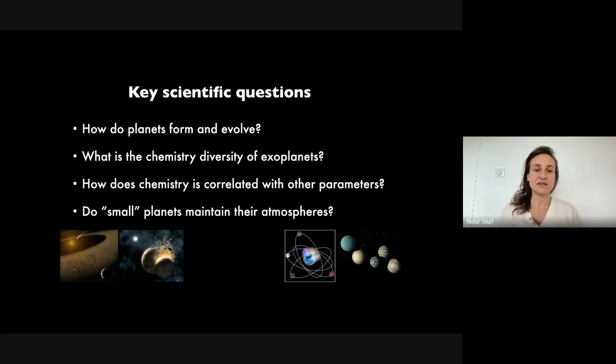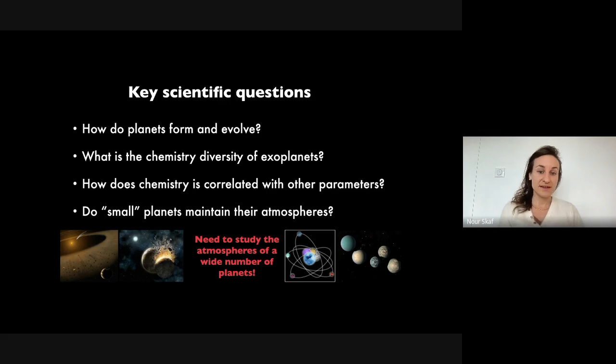And then the next question is, do small planets maintain their atmospheres? For example, in our solar system, we have Mercury, the closest planet to the sun, and it doesn't have any atmosphere. In some cases, we try to understand how the size of the planet impacts the type of atmosphere that it has, because would the gravity be sufficient to keep the gases of the atmosphere in it?